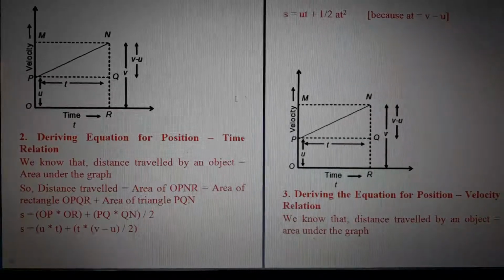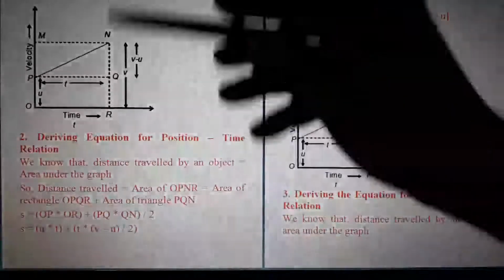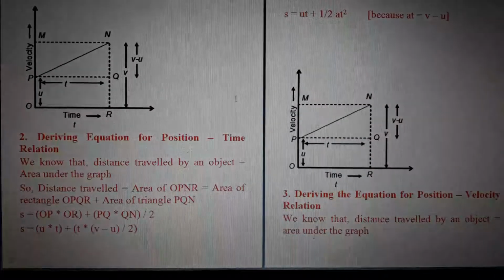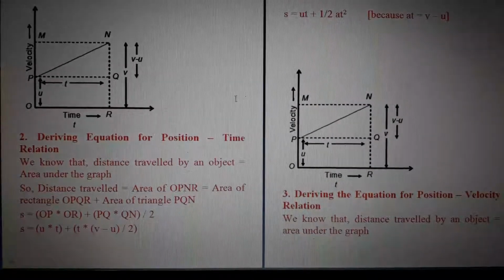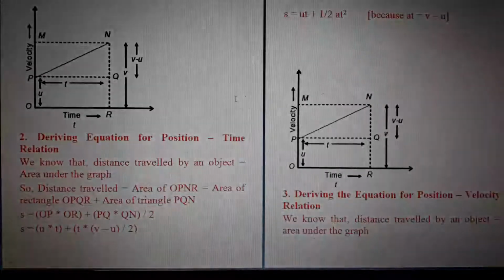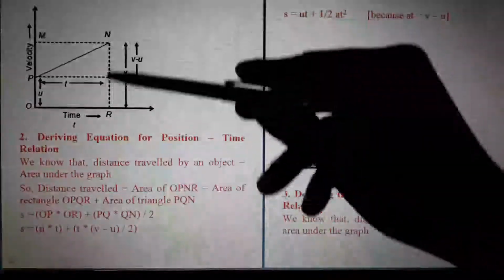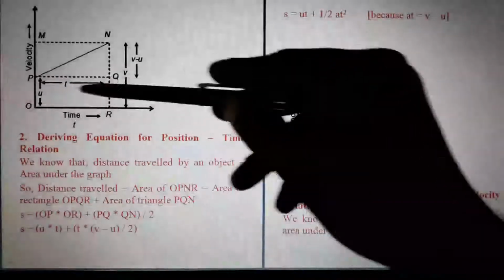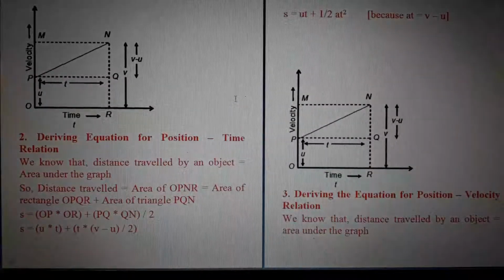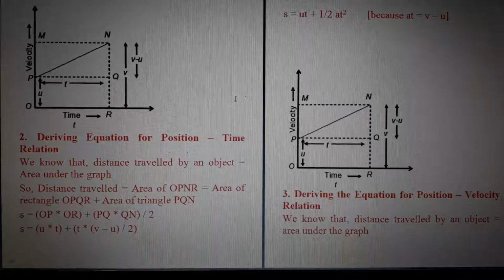Isn't it? Half BH, half width into height, base into height. You get what is here, base PQ. Am I right or not? This is the base, this is the height QN. Half into PQ into QN, we will get the area of the triangle.